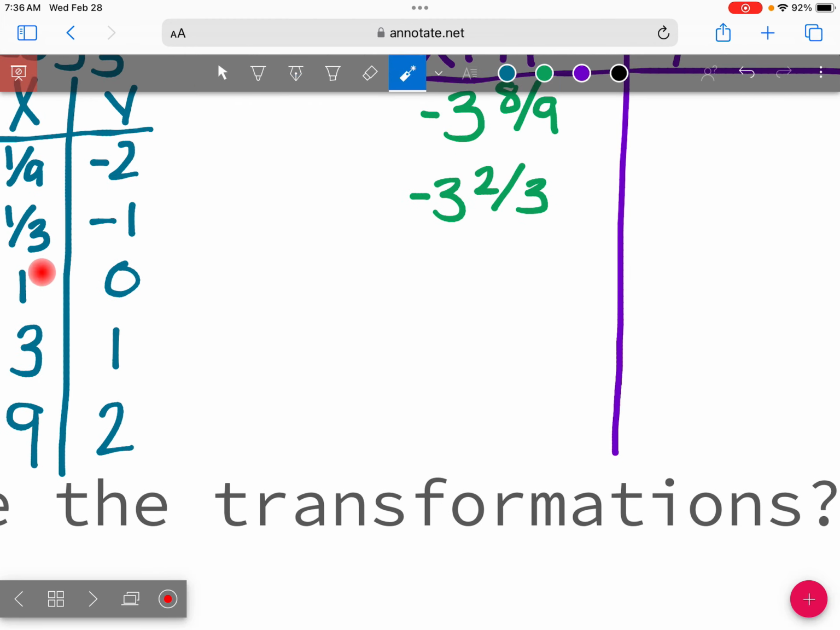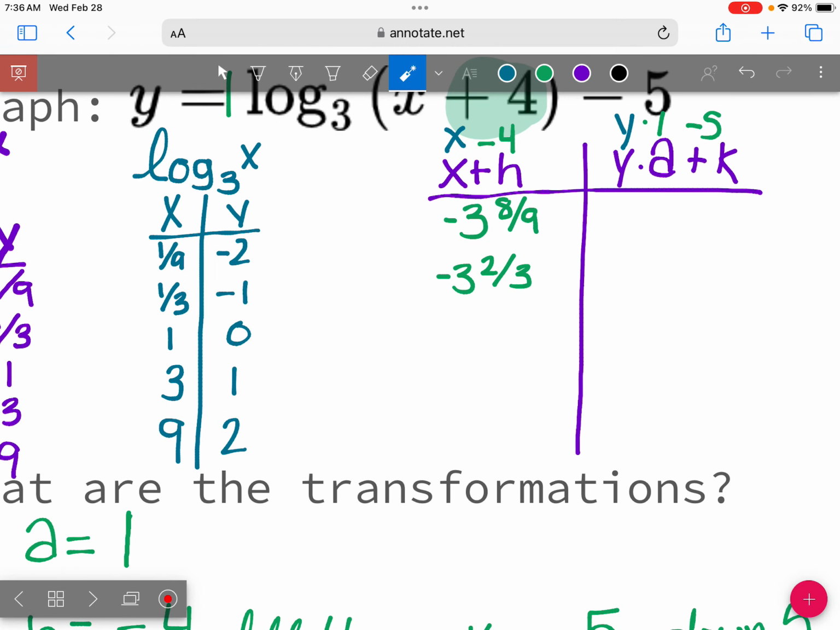So then we get into the whole numbers and they're way easier. We have 1 minus 4, which is negative 3. 3 minus 4, which is negative 1. And 9 minus 4, which is 5. So we take each of these x values and subtract our 4. We're going to do the same thing with the y's. We're going to take each of these y's and subtract the 5, because the times 1 doesn't do anything.